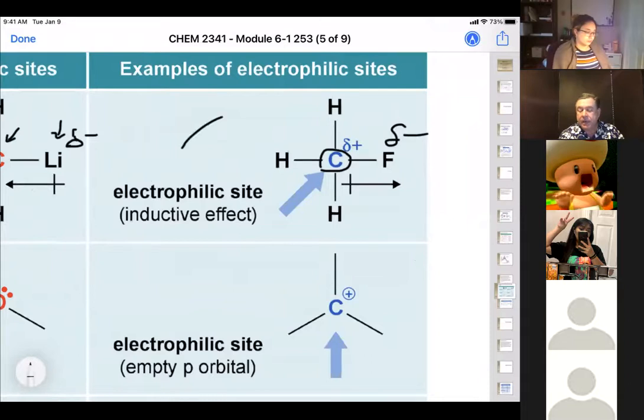That means we can have a negative charge come in here and attack that partially positive carbon. So that's our electrophilic site, okay? The other way to do it is to have a full positive charge. In this case, we're talking about a carbocation, and we'll talk about that in a little more detail here. We have a full positive charge, making it ready to accept a pair of electrons whenever possible, okay?